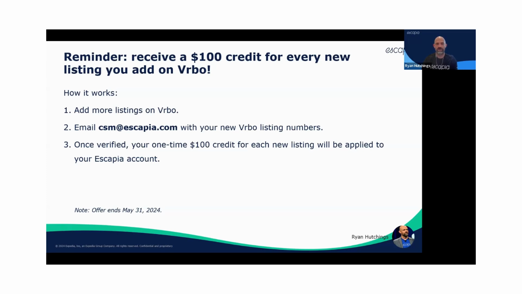So here's how it works. You add more listings on Vrbo. To be specific, a listing qualifies if it wasn't listed or advertised on Vrbo in the last 12 months, or maybe never at all. Then you list that as a new listing. To receive your credit, you email us directly at csm@escapia.com. Our wonderful team, Holly and Kirsten, manage that. Tell us what your new listing numbers are. The team will verify that listings are live and set to go. And then once verified, your one-time $100 credit for each of those new listings will be applied to your next billing cycle. It's very simple.